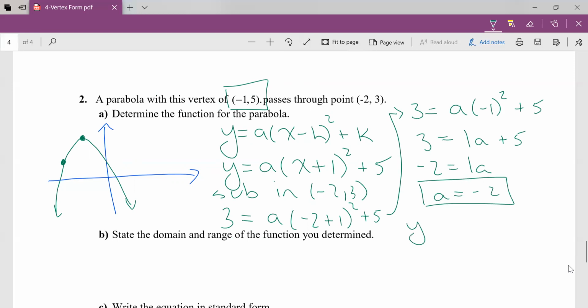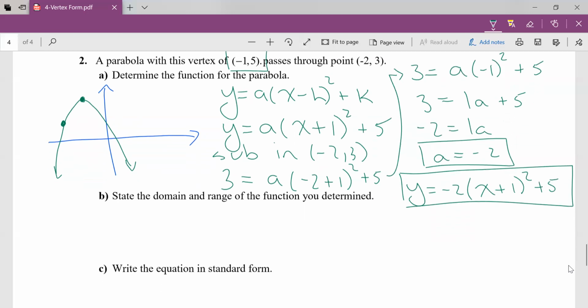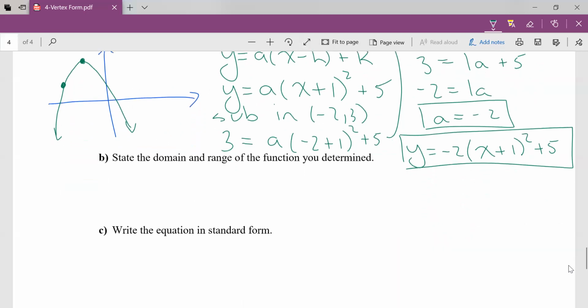And make sure you actually write the function. It says determine the function. You need to write the whole thing out. Make sure you answer the question. There she is. There's the equation, just like that. And if I wanted to, I would graph that and make sure the vertex and the point are on that graph. Okay, what's the domain and the range?